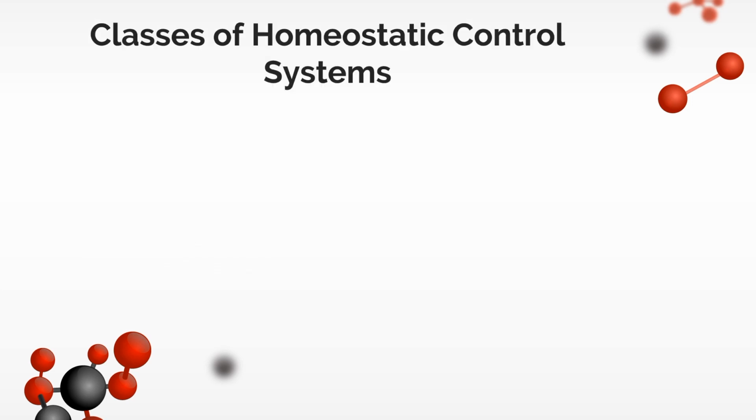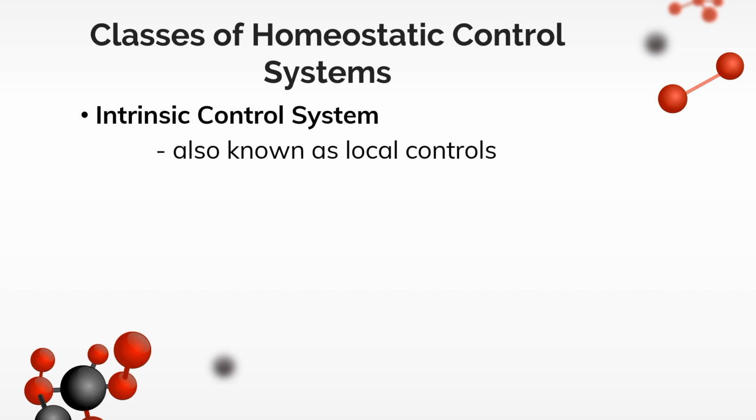There are two classes of homeostatic control systems. The first one is the intrinsic control system. Intrinsic means within. It is also known as the local control system. Intrinsic or local controls are built into or are inherent in an organ.